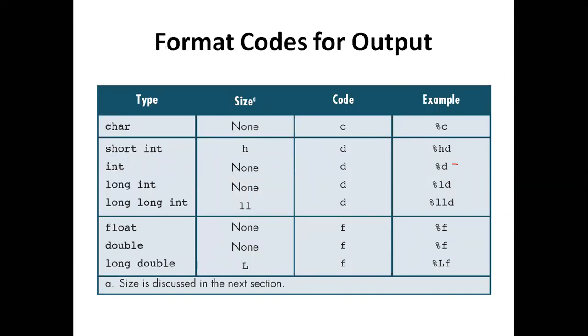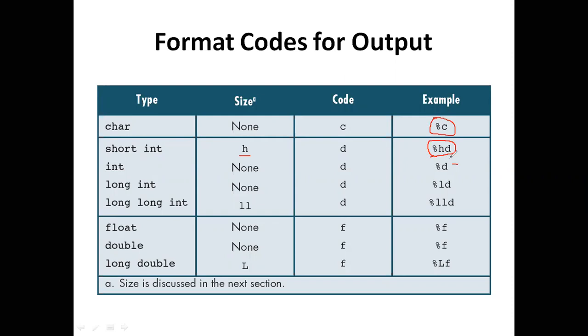Here, what are the different types of format codes we have? Suppose we want to display a character, what code do we need to indicate? We need to indicate percentage C. And if we want to display a short integer, what is involved? H and D. To display a short integer, the format specifier we need to indicate is percentage HD.